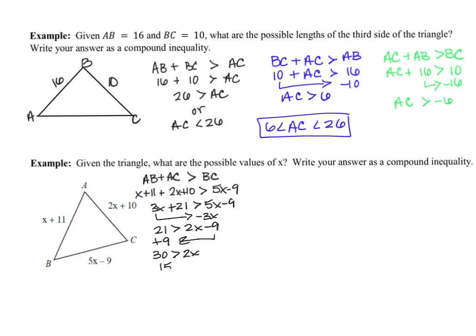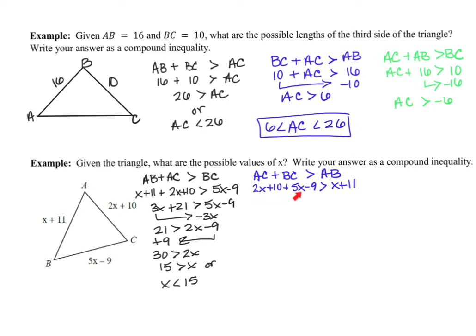Divide by 2, you get 15 is greater than x, or x is less than 15. Now we're going to do the same thing, but change the order of the sides. So now I'm going to do AC plus BC is greater than AB. Go ahead and replace the side lengths with the appropriate expressions.